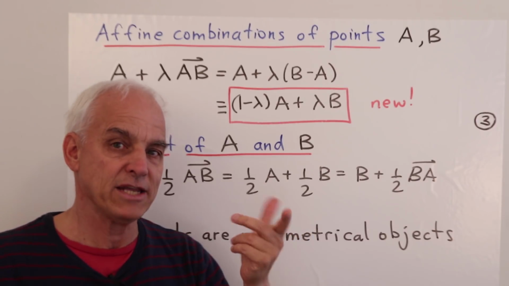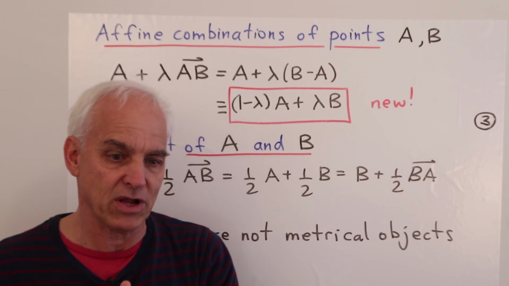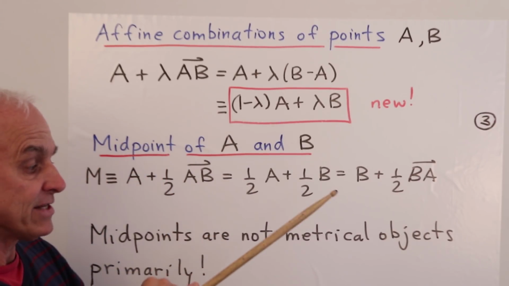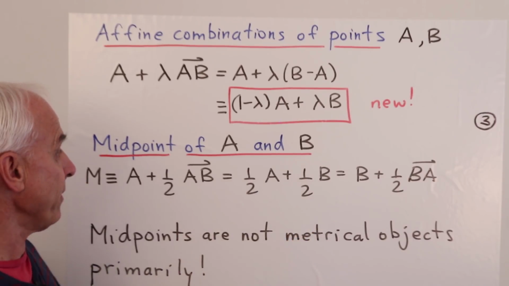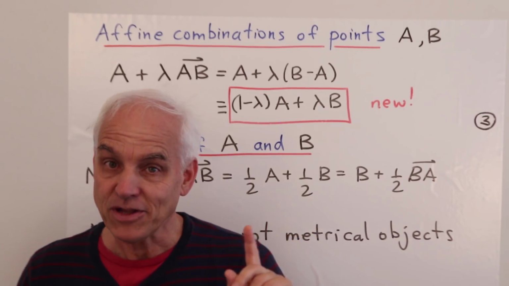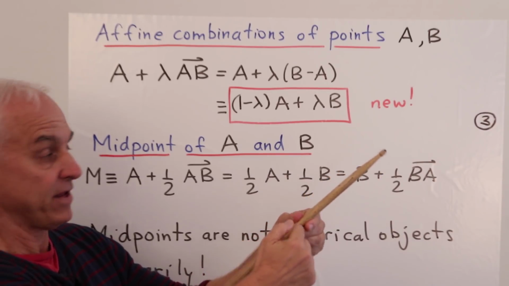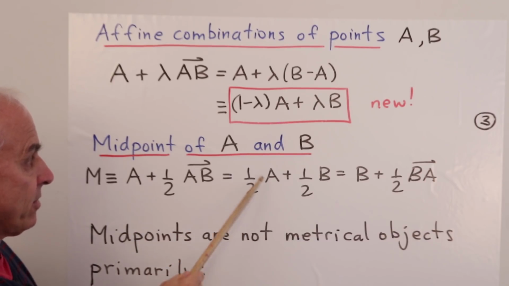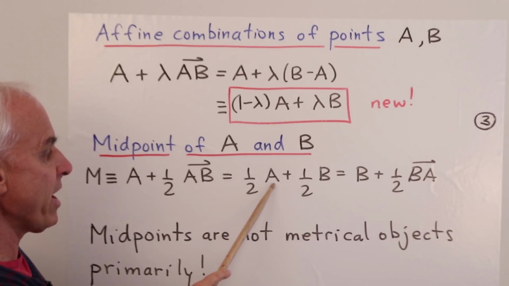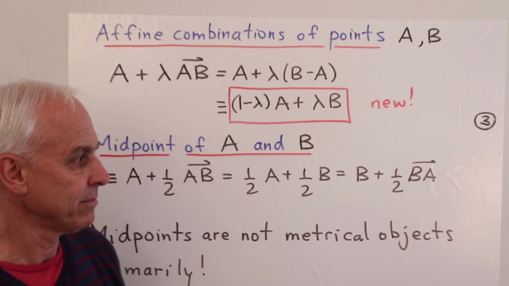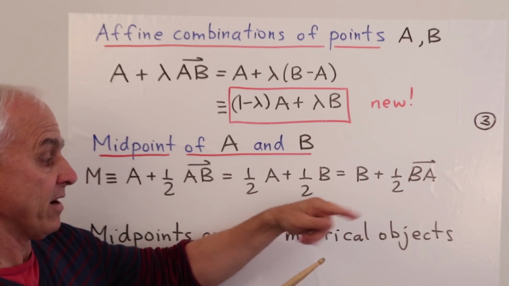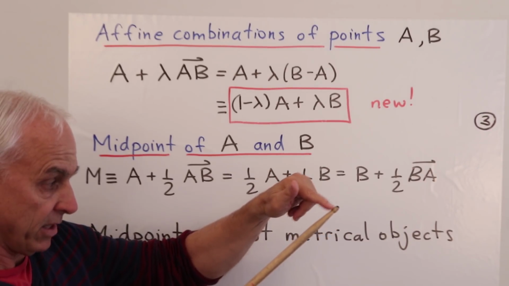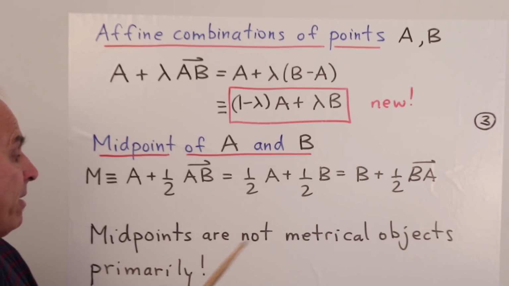So 2 different ways of combining points, giving us 2 different kinds of things. The difference of points is a vector. An affine combination of points is a point on the line joining them. In particular, the special case when lambda equals a half gives us the midpoint. So a plus a half ab will then, according to this notation, be 1/2 a plus 1/2 b. And we could also write it as b plus 1/2 of ba. There's the vector ba. So if we start at b and go half, then we get to the same midpoint m.